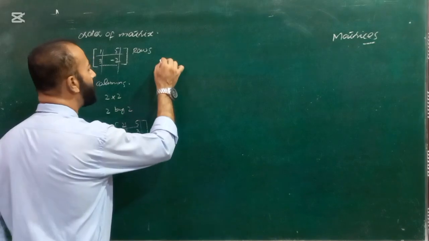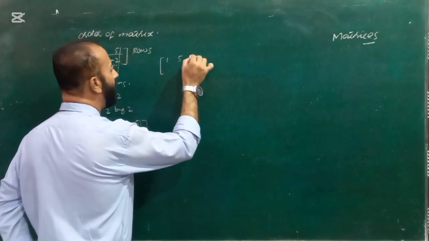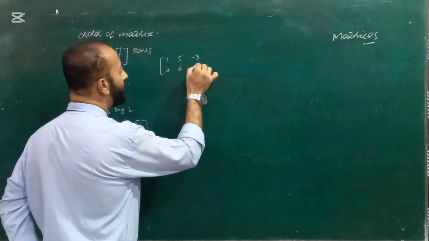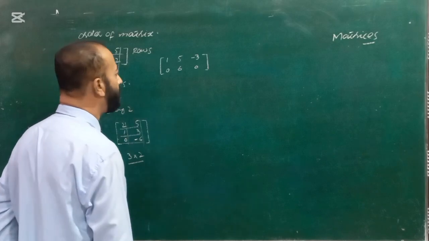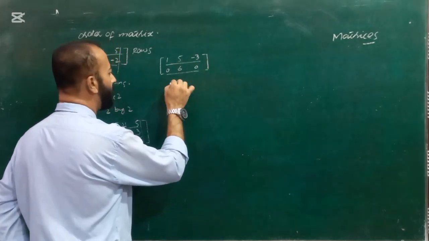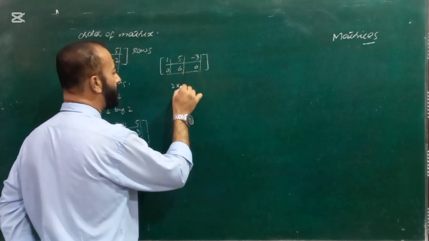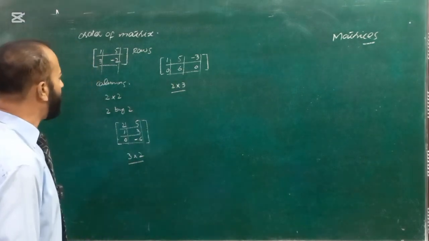Okay, look now, here is another matrix. For example, 1, 5, -3, 0, 6, 0. So if we are required to find the order of this matrix, the number of the rows are 2. So 2 by, and there are 3 columns. So 2 by 3 is the order of this matrix.